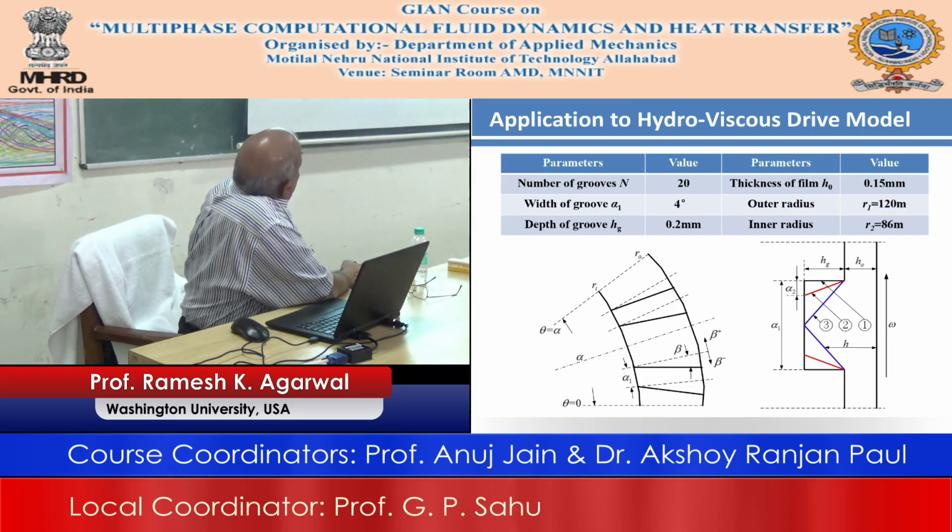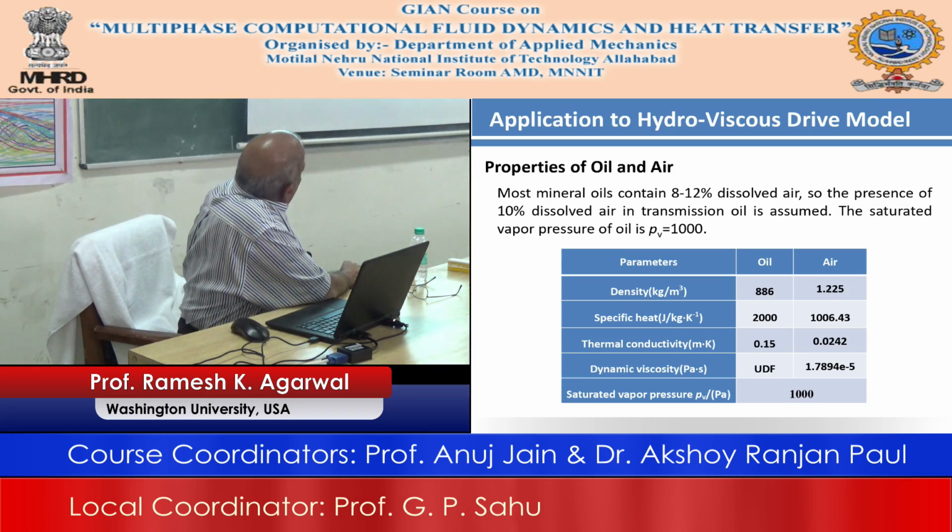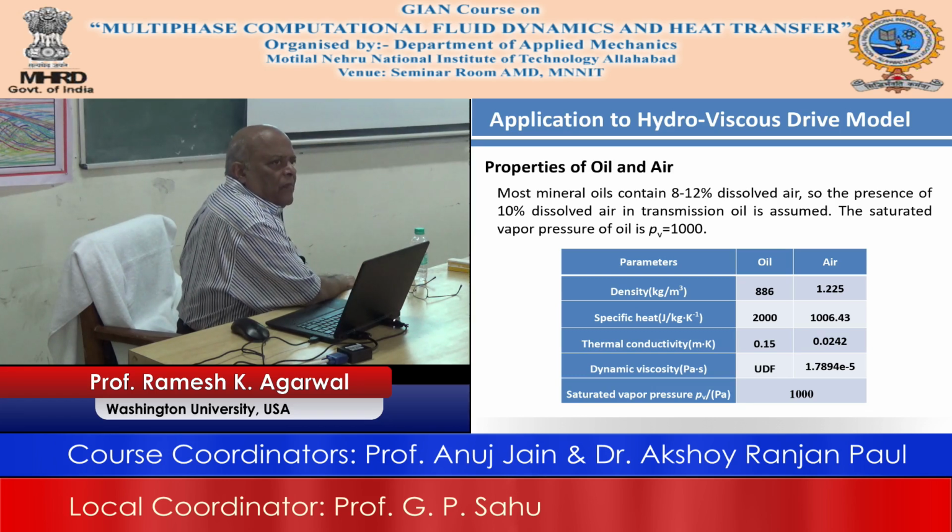So anyway, these are properties of oil and air that we have gone through before, and we wrote a UDF for certain things which were not available in Fluent at the time. And the vapor pressure, a very important quantity to know, is about 1000 Pascal. So that the vapor pressure between oil and air, at which the cavitation will occur, is 1000 Pascal. So that is the value of PV. That is important to know a priori.